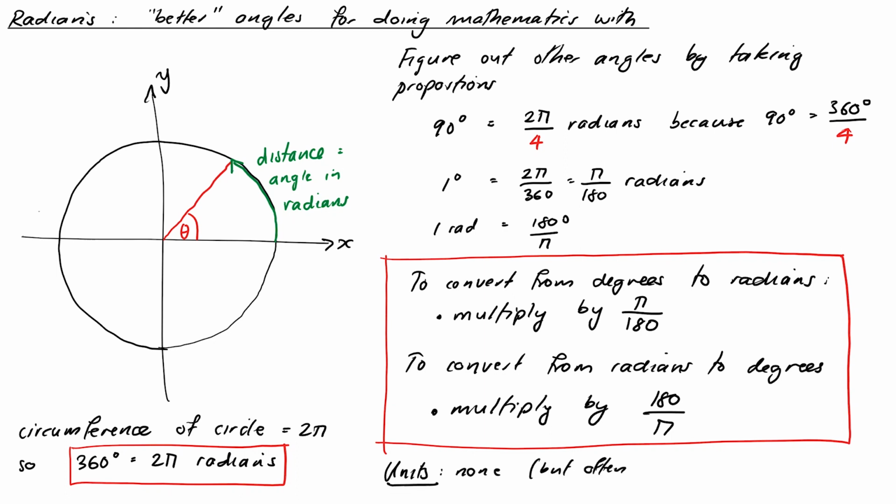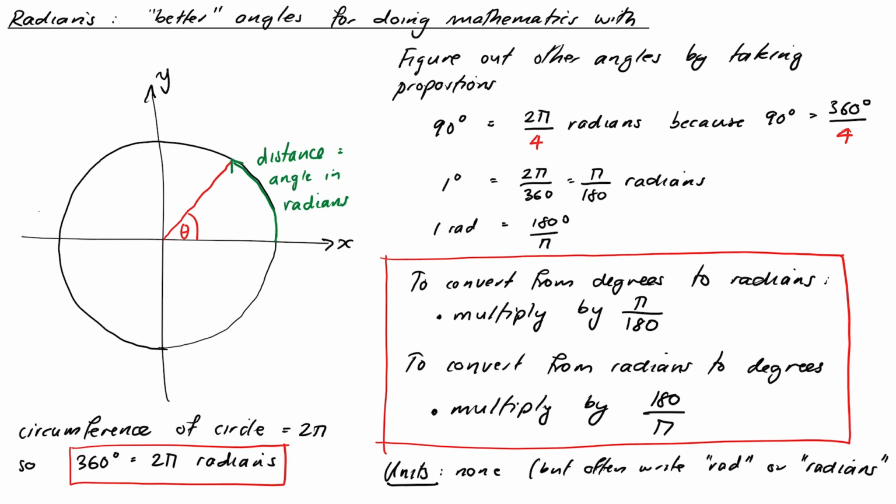Now there's one other little oddity that we have to be aware of. Formally, radians actually are dimensionless. They don't have any units at all. But we often write the units down as radians or rad, just to remind ourselves that we're referring to an angle, but technically there isn't actually any unit for radians.